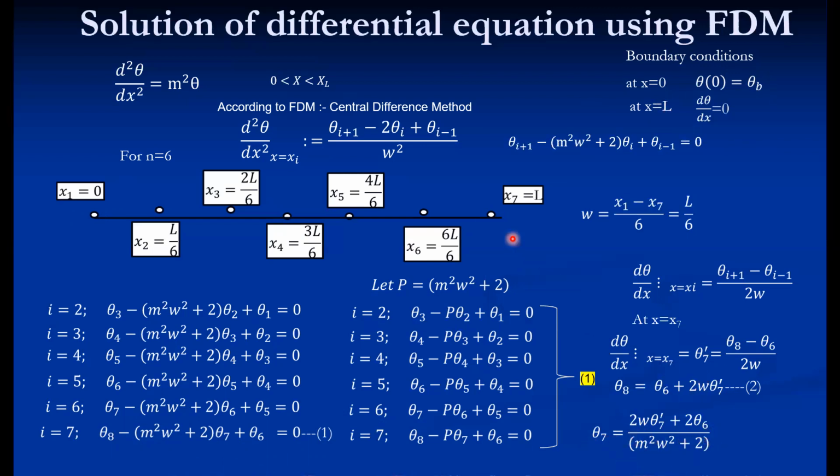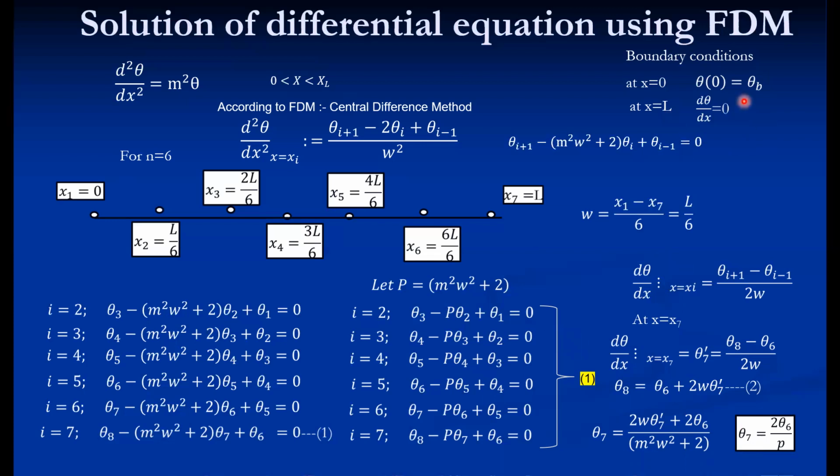Now again, at x is equal to L, that is at θ7, θ prime 7, which is equal to dθ/dx, is equal to 0. So this term is 0 at x is equal to 7. If we put 0 here, and put the p instead, the equation of θ7 is 2θ6 by p. So this is the equation of θ7.